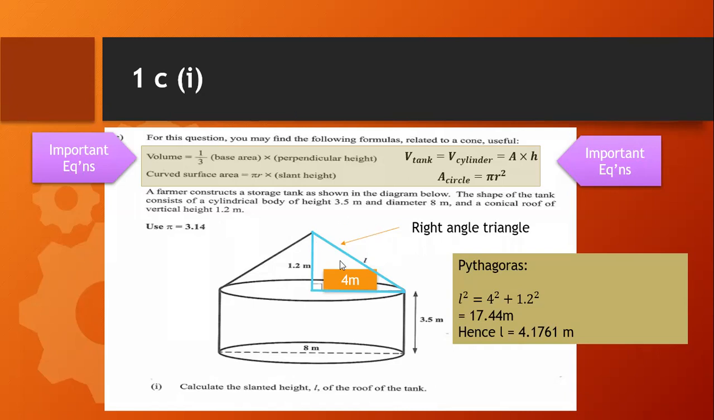Okay, any questions here? Pretty much straightforward. There's also the volume of the cone that you can find as well, which we do later on. But for now, we will settle with Pythagoras' theorem, which is what we have here.